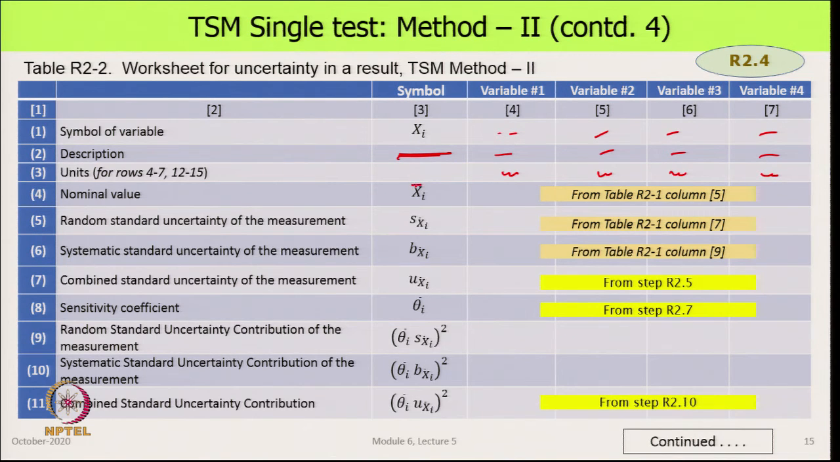Nominal value, we just copied from the first table, column 5. The random standard uncertainty of the measurement, Sxi bar, we got it from the previous table, column 7. Systematic standard uncertainty of the measurement, we got it from the previous table, column 9. So, rows 1 to 6 got populated. Now, let us see what to do next.